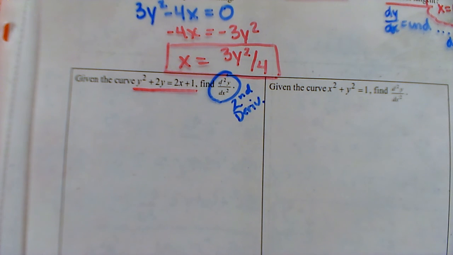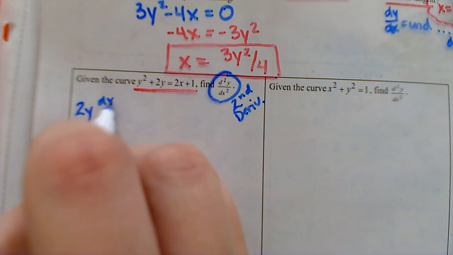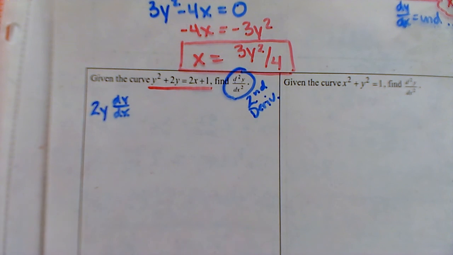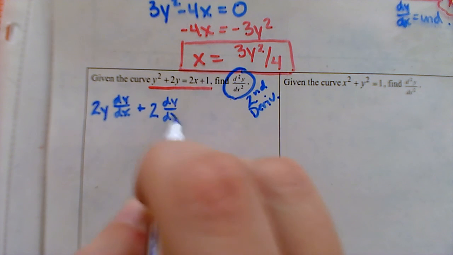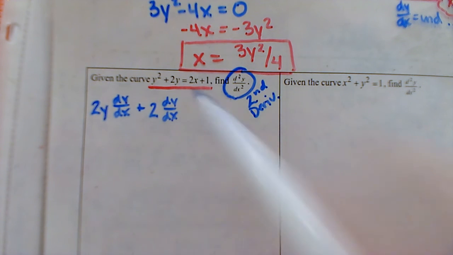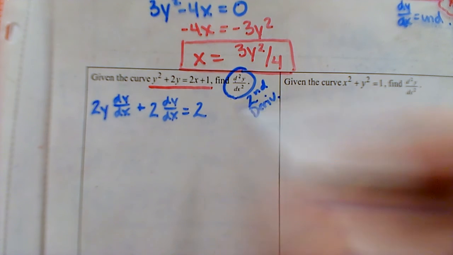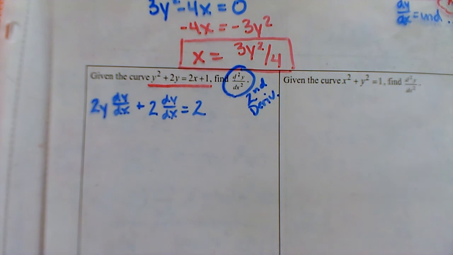The derivative of y squared, we would need 2y dy over dx. Then we have to add the derivative of 2y, which would be 2 dy over dx. If we continue to move through, the derivative of 2x is 2. And then we add the derivative of 1, which is just 0. Okay? So here's a good first derivative.